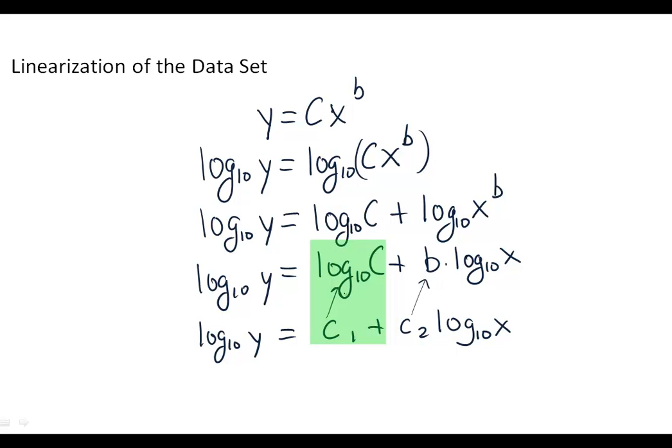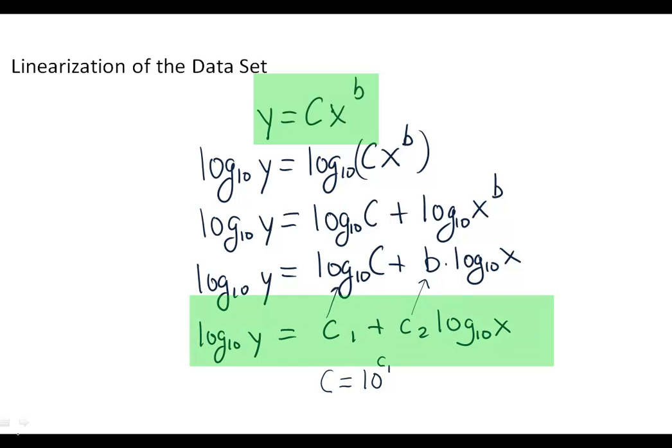C1 is log 10 of capital C. It's the same thing that we had in the exponential. To find capital C, I'm going to have to take C1 and put it as an exponent on 10. C2 needs no adjustment. That's going to be equal to little b. So once again, this is called the linearization of the data set. I'm looking for a Powerlaw model. I reduce it to a problem of finding a line, finding the y-intercept and the slope. And from those numbers, I can find my parameters.